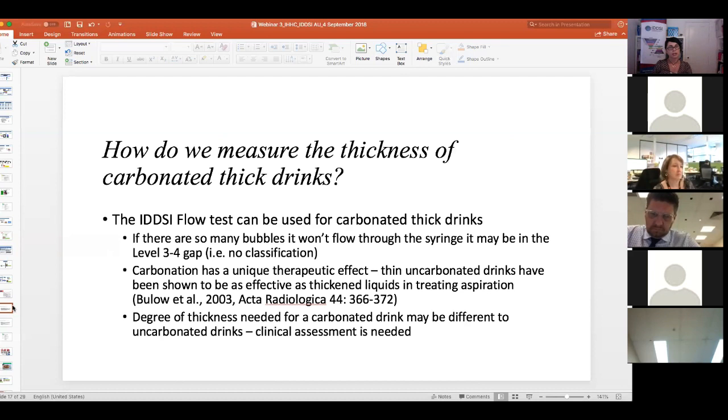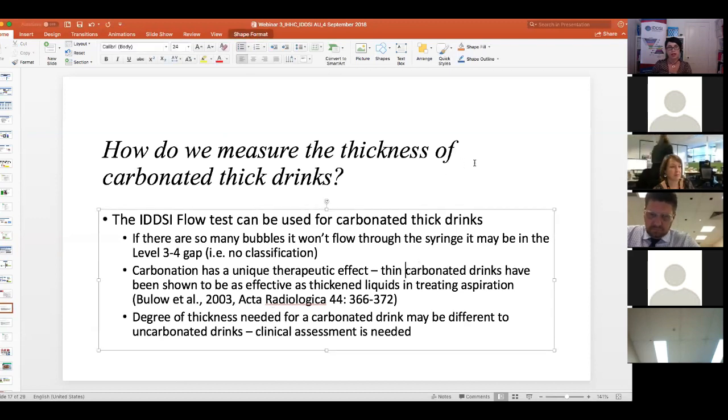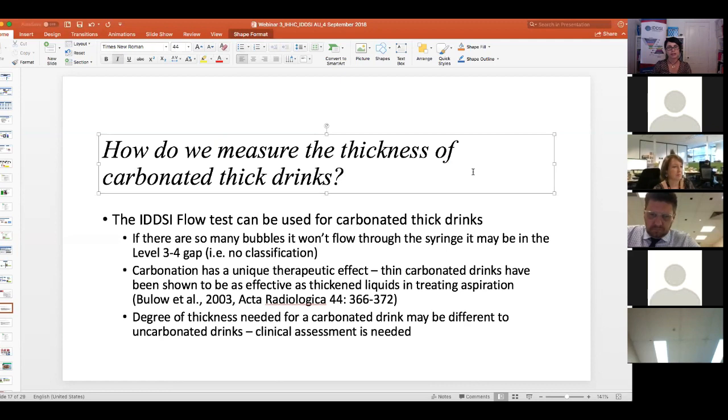Carbonation has quite a unique therapeutic effect. So for any clinicians, thin carbonated drinks, I will correct that, is as effective as thickened liquids in treating aspiration.